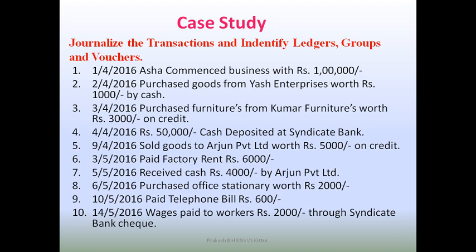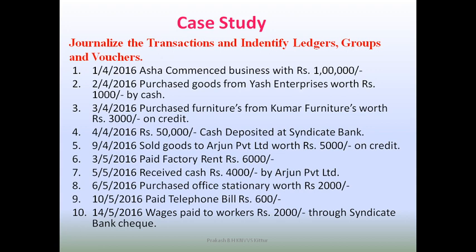Fifth transaction, 9/4/2016, sold goods to Arjun Private Limited worth Rs 5,000 on credit. Sixth transaction, 3/5/2016, paid factory rent Rs 6,000. Seventh transaction, 5/5/2016, received cash Rs 4,000 from Arjun Private Limited. Eighth transaction, 6/5/2016, purchased office stationery worth Rs 2,000.